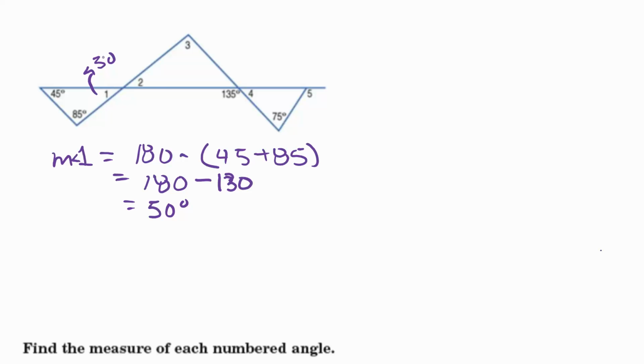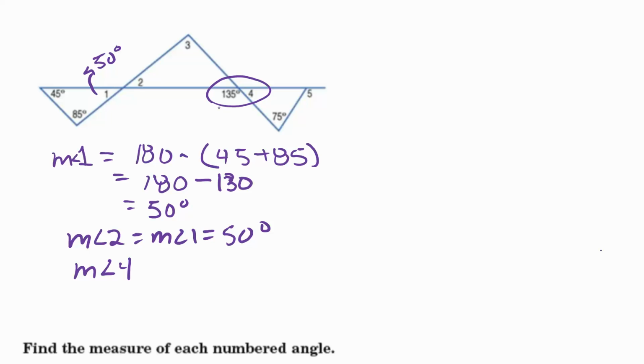Since angle 1 and angle 2 are vertical angles, we know that the measure of angle 2 equals the measure of angle 1, which is 50 degrees. To find the measure of angle 4, I'm going to do that one first. I know that these two here are a linear pair. So 180 minus 135, which gives us 45 degrees. So this one's 45 degrees. This one's 50 degrees.